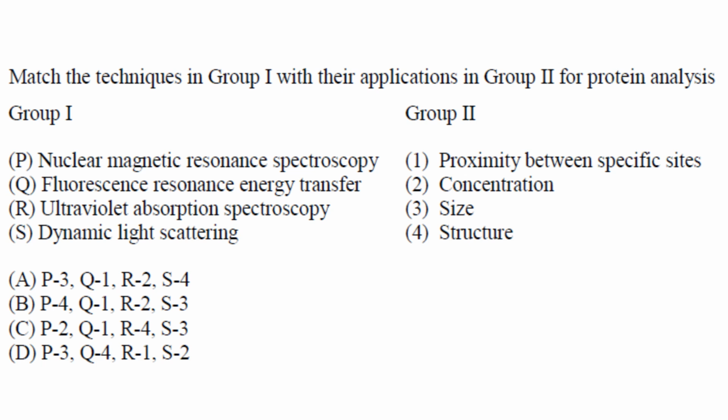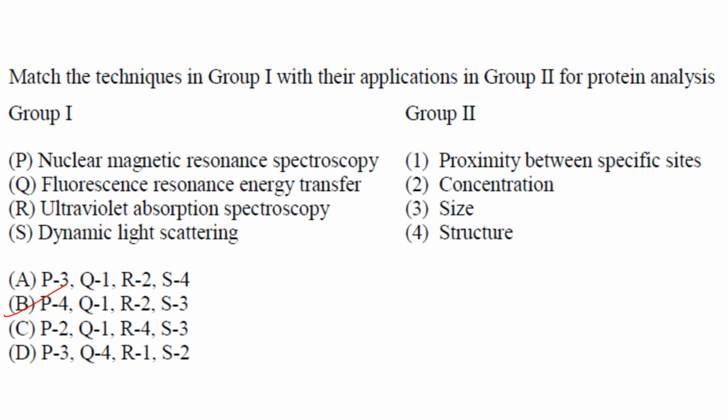Match the techniques in group 1 with their application in group 2 for protein analysis. Nuclear magnetic resonance spectroscopy. It is for structure, NMR, protein structure, P4. P4 is there only in one option, so B itself is the correct answer. Fluorescence resonance energy transfer, FRET. It is for proximity between specific sites.